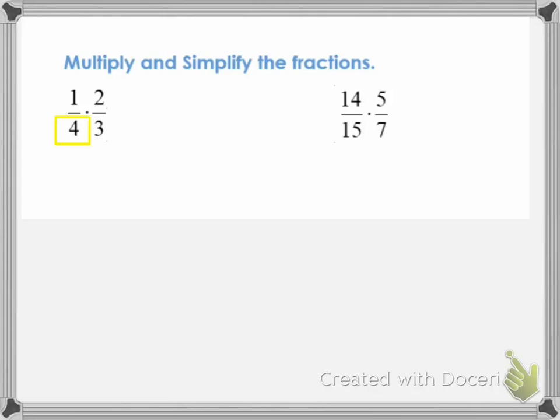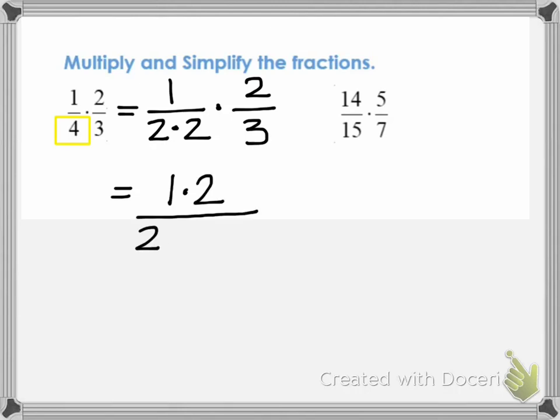So what I'm going to do is take this denominator of 4 and factor it into 2 times 2. So I've rewritten 1/4 as 1 over 2 times 2. And now I'm going to multiply that by the fraction 2/3. When we multiply fractions, we can multiply our numerators and our denominators. So I've written everything as a product. In the numerator, I have 1 times 2, and in the denominator, I now have 2 times 2 times 3.